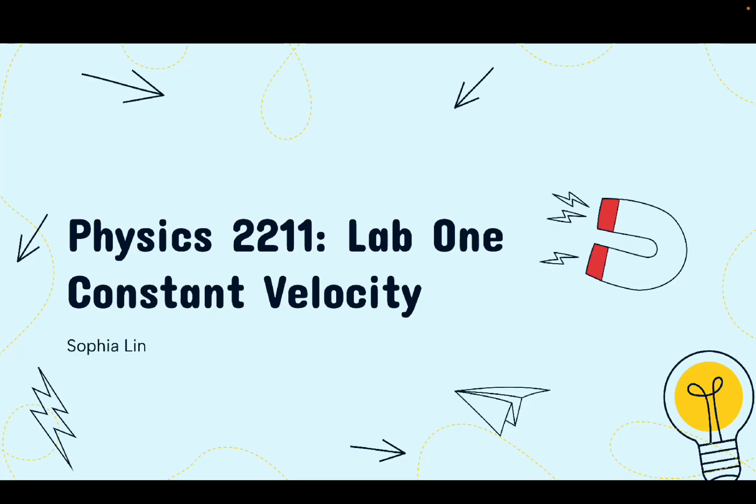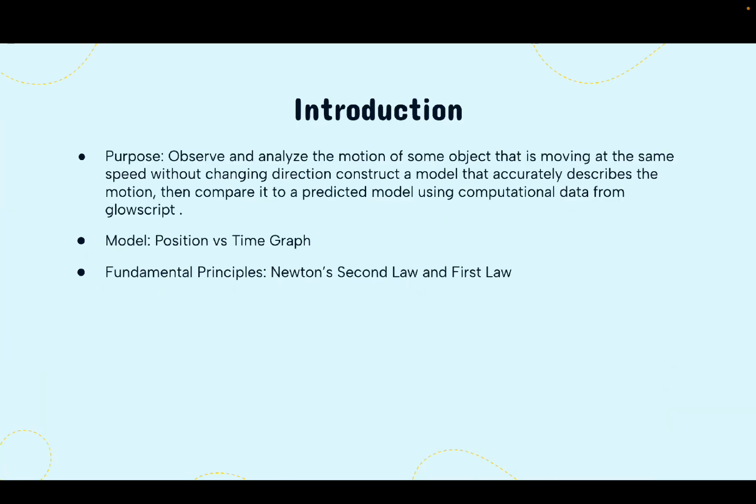This is Lab 1, Constant Velocity. The purpose of this lab was to observe and analyze the motion of some object that is moving at the same speed without changing direction, construct a model that accurately describes the motion, then compare it to a predicted model using GlowScript and computer data.